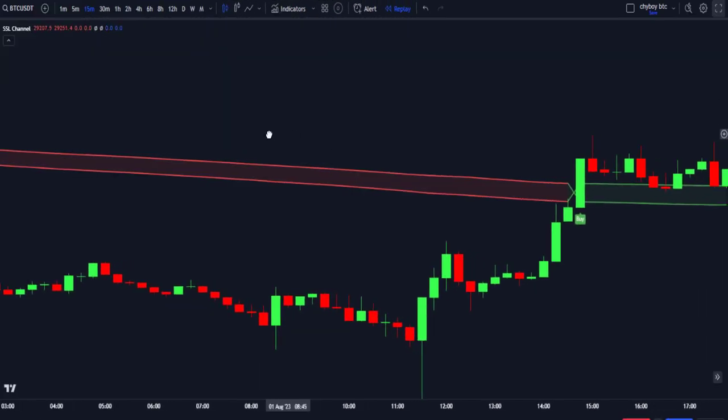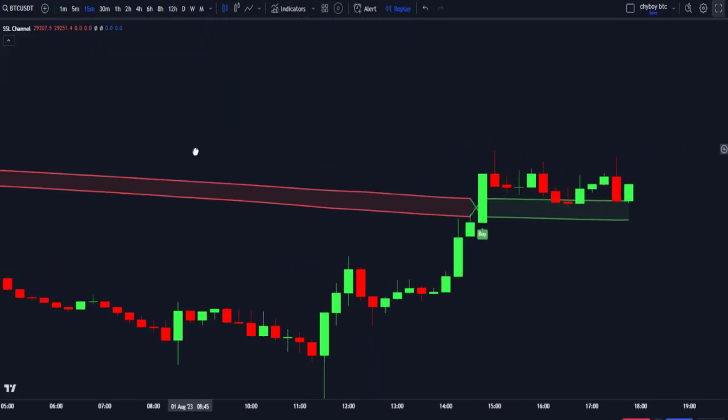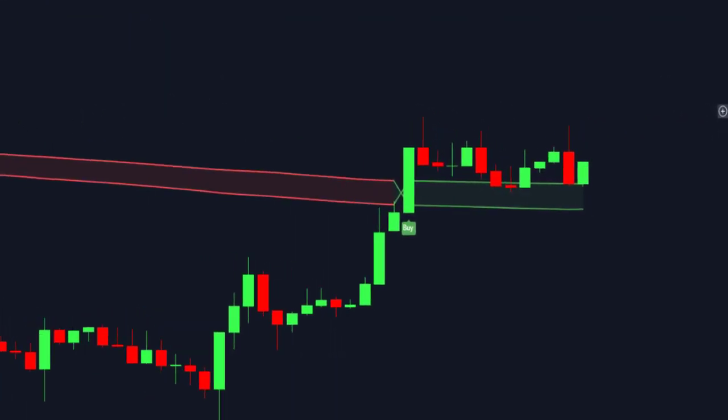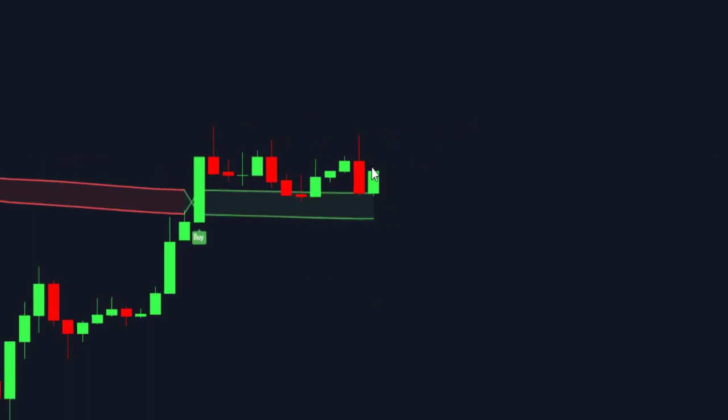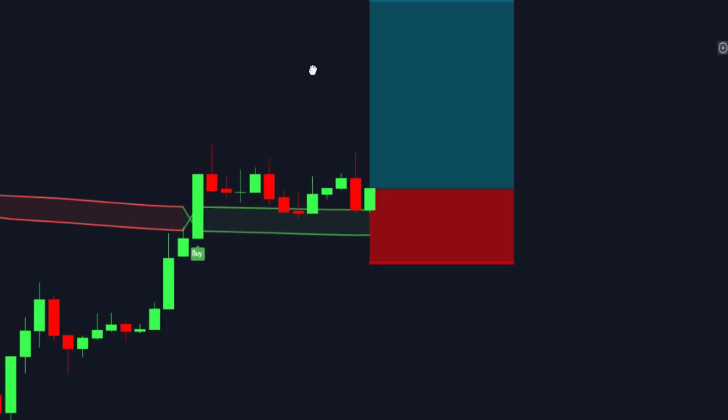To add more entering confirmation and avoid some of the false entering signals using this indicator, when you see that price has crossed above or below the upper or lower bands of the channels, you need to wait to see price pulling back to retest the band before you can take any trade.